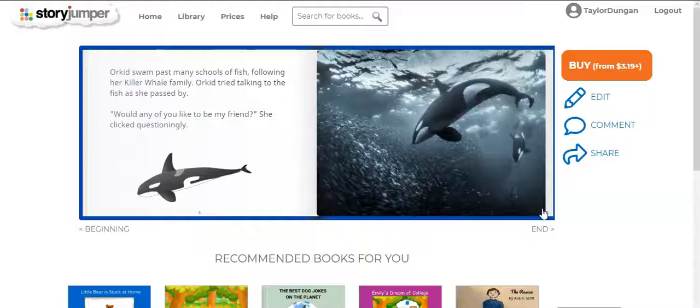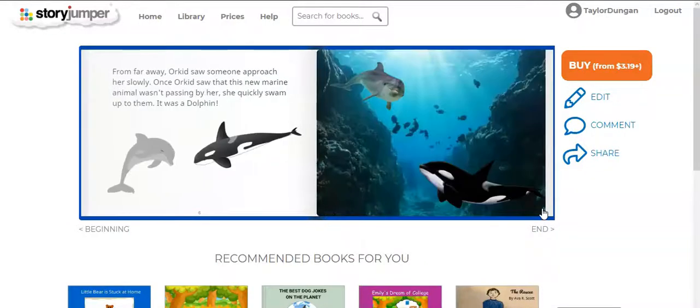Orchid swam past many schools of fish, following her killer whale family. Orchid tried talking to the fish as she passed by. "Would any of you like to be my friend?" she clicked questioningly. From far away, Orchid saw someone approach her slowly. Once Orchid saw that this new marine animal wasn't passing by her, she quickly swam up to them. It was a dolphin.